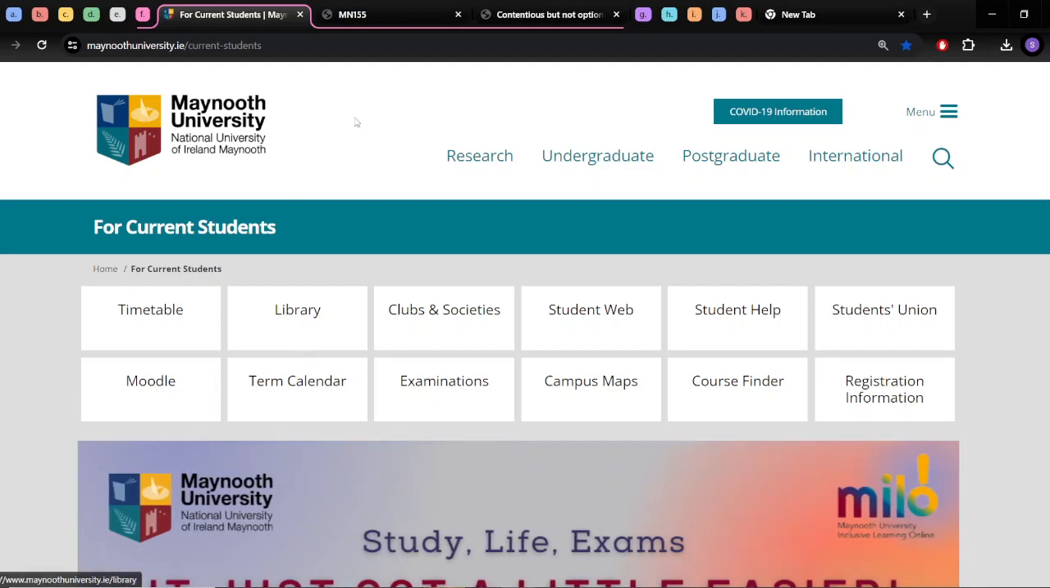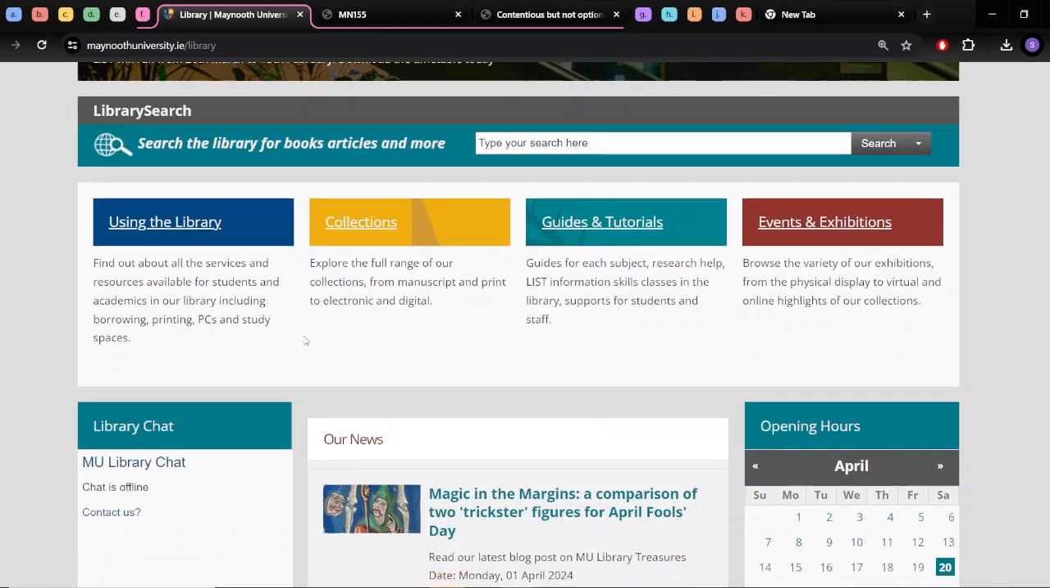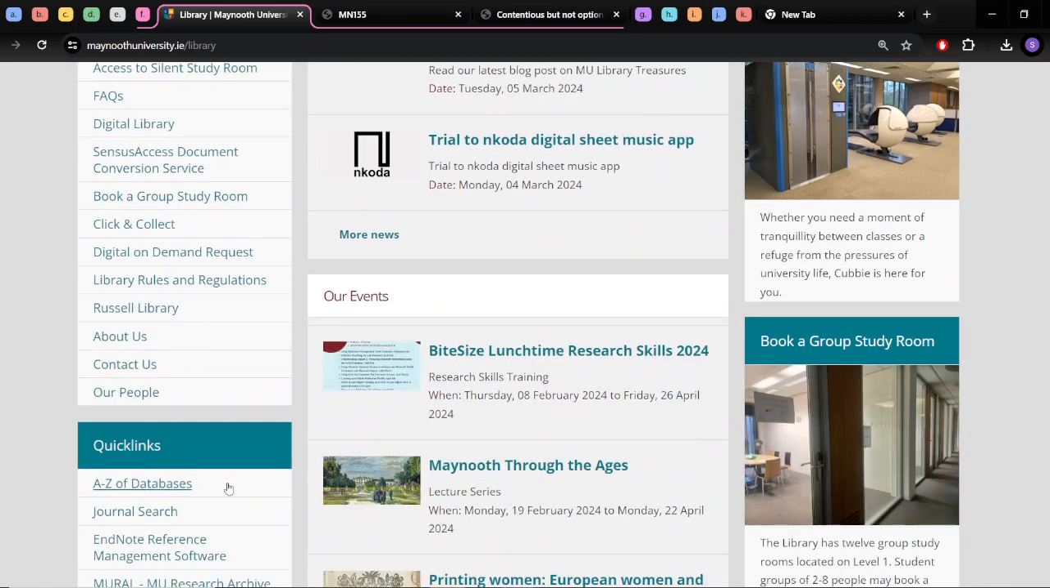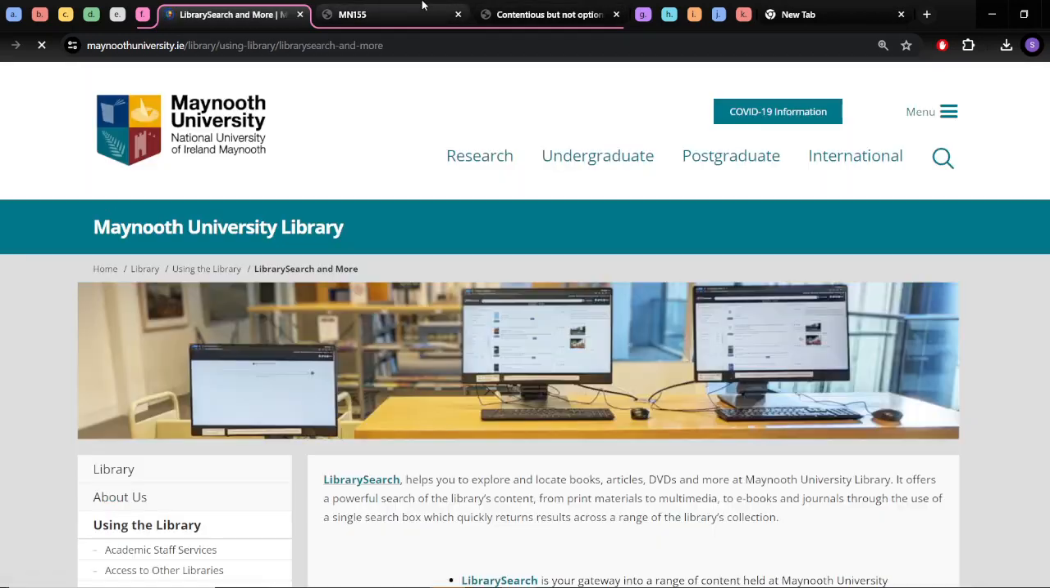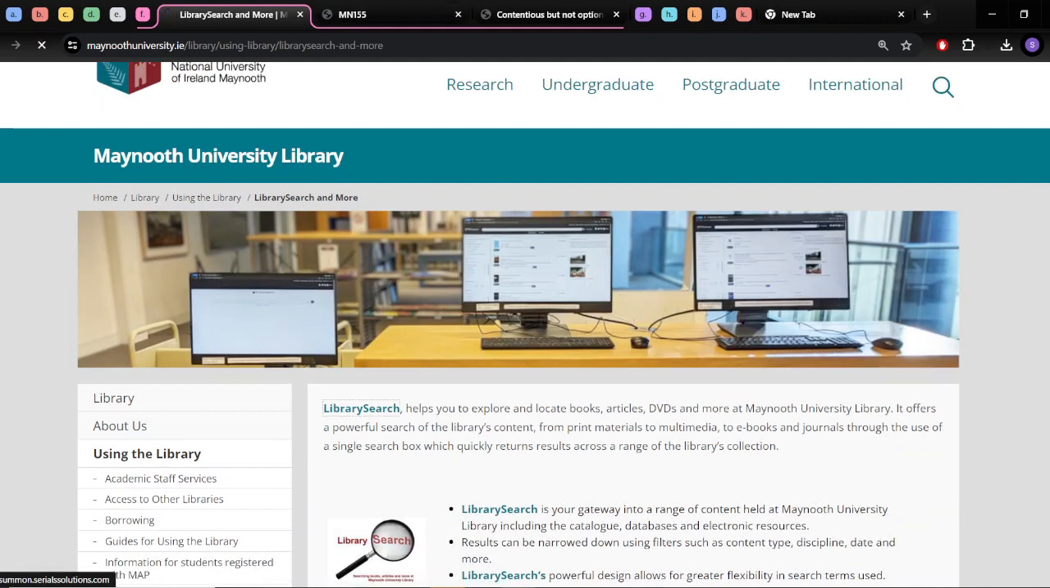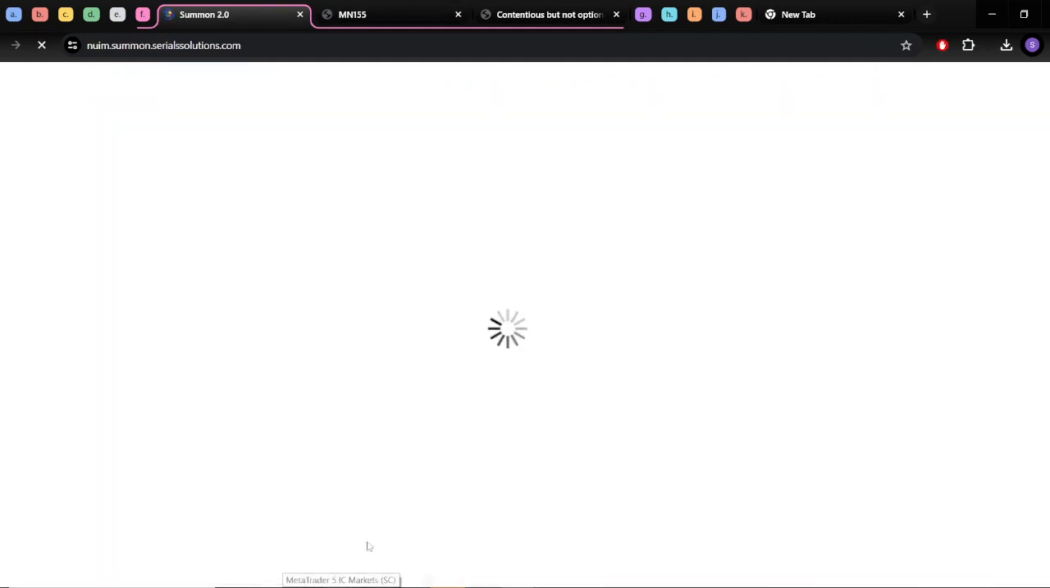And how you can do that is if you go into the For Current Students page and you go into library. And then you scroll down, and on this side it says searching the library collection. And I'm just gonna let that load. And then you click on library search, just for anybody who doesn't know about it already.